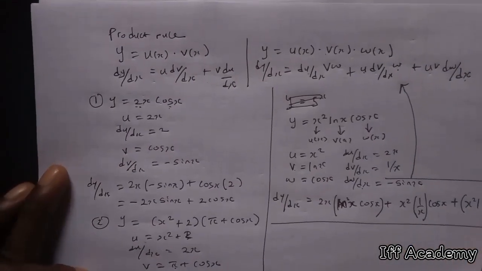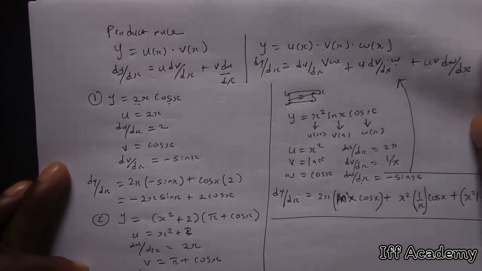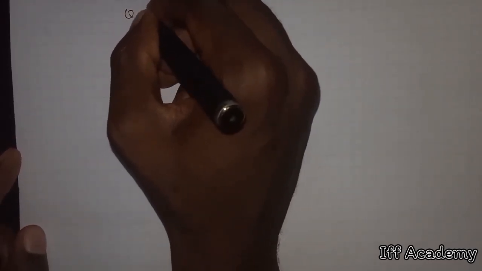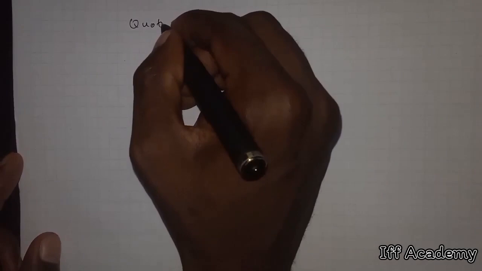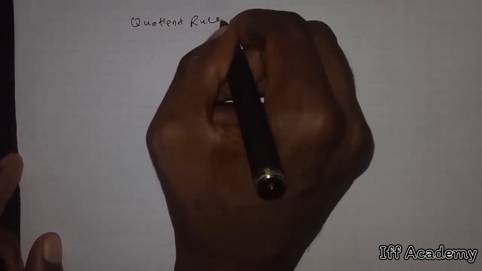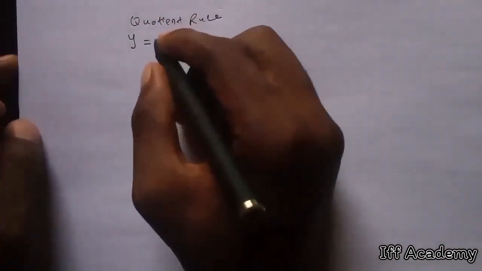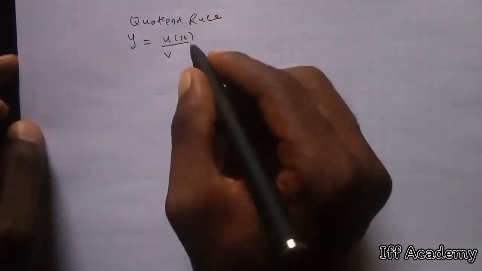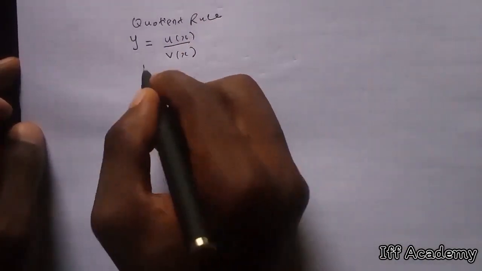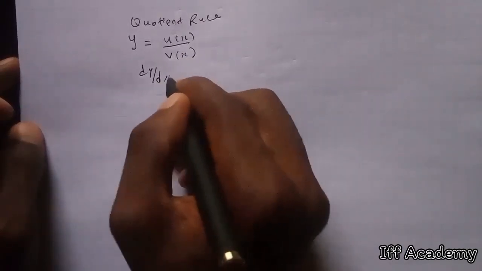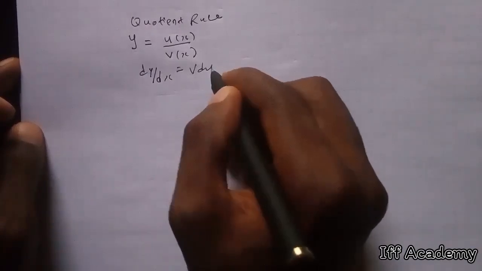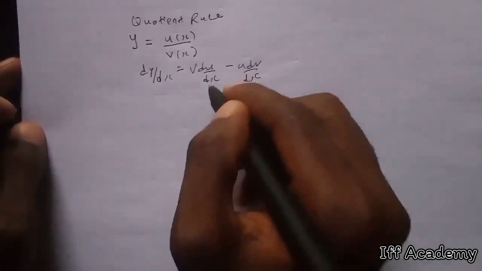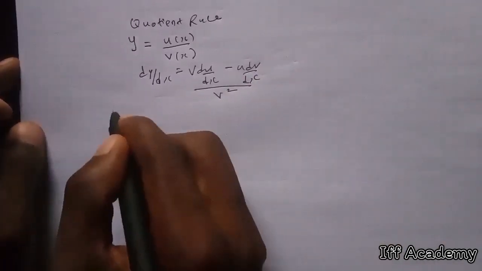So now let's look at the quotient rule. Right, so for the quotient rule, if y is equal to u of x over v of x, your dy over dx will be equal to v du over dx minus u dv over dx, over v squared. So let's look at an example.